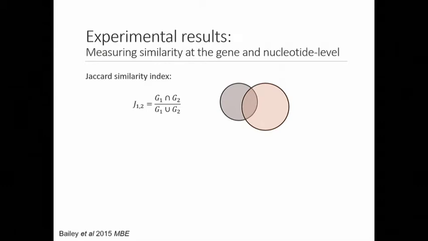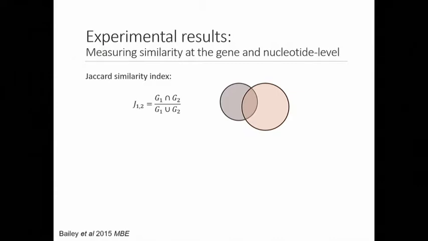So those are some measures thinking about fitness and phenotype. How did we think about similarity at the gene and nucleotide level? There's lots of ways that you could think about trying to characterize this. We used a similarity index called the Jaccard Similarity Index. Just to give you an idea of what that is, basically we're looking at the intersection of the genes.